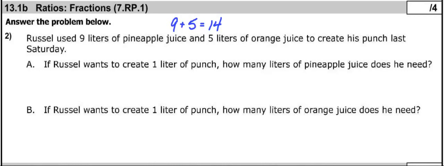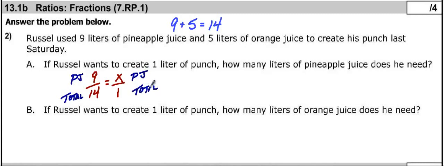So we're going to start by setting up a proportion. Russell wants to create 1 liter of punch. How many liters of pineapple juice does he need? Well, here's what we know. For last Saturday's punch, pineapple juice represented 9 parts out of 14 total. We want to know how many parts out of 1 total liter. So this is the pineapple juice. This is the total. That was last Saturday. This is the pineapple juice and the total for this new batch.